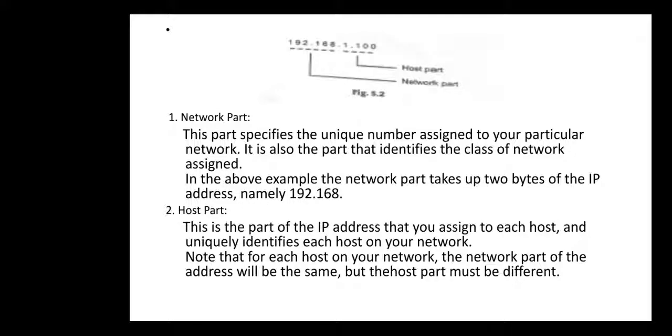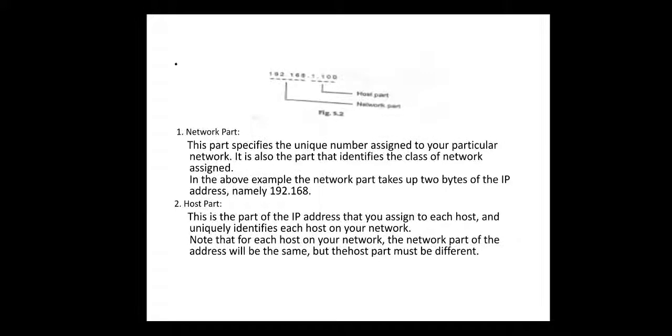Note that for each host in a particular network, the network part of the address will be the same. The network part remains the same, but the host part must be different. For example, IF3I, this is a network. Roll number 1, roll number 2, roll number 3, this is the host part. Within the same network, the network part remains the same, but the host part must be different. Okay.